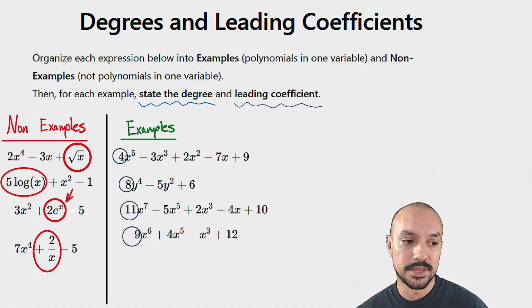For the degree, that's another way of referring to the exponent. Specifically, we want the highest exponent on variables. So this is degree 5, degree 4, degree 7, and degree 6.